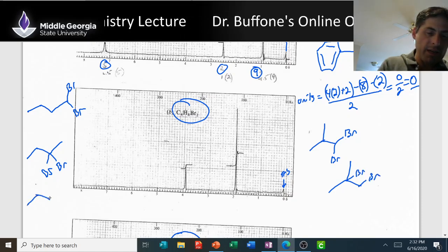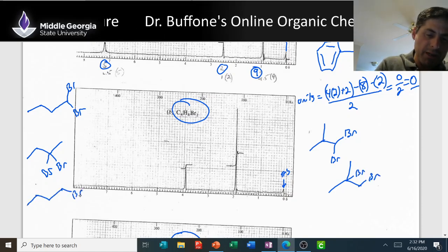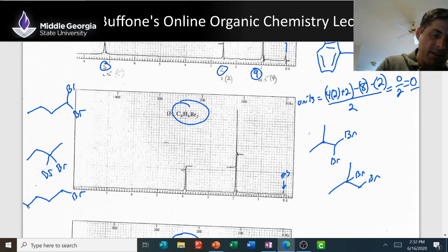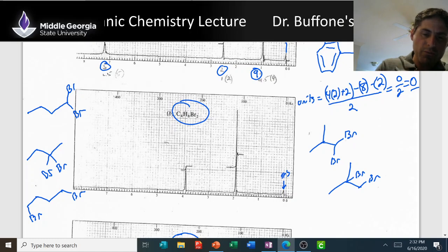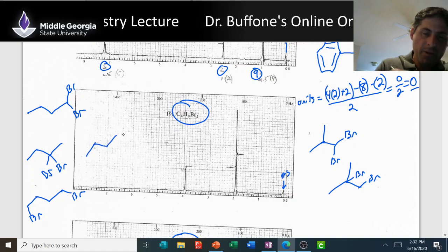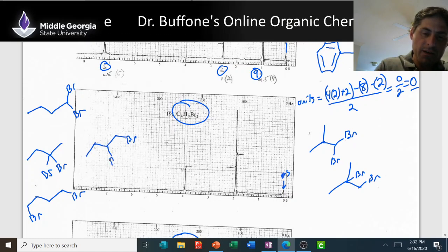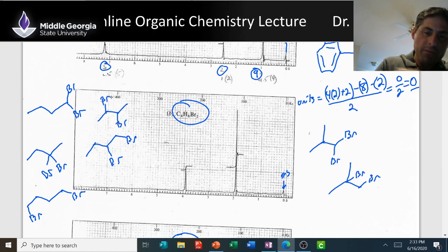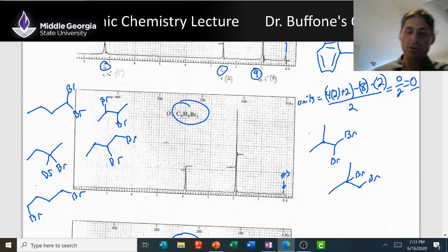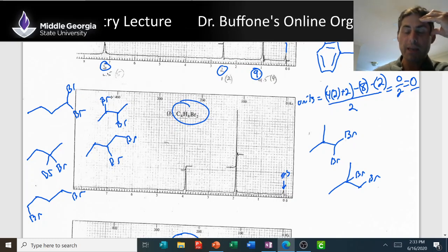And then you even have a bunch more. You could put the 2 bromines on the end, like this. You could do the 2 bromines, one here, one here. You could do them like this, Br, Br. Here's all your options. But look, there's only 2 peaks in the NMR.